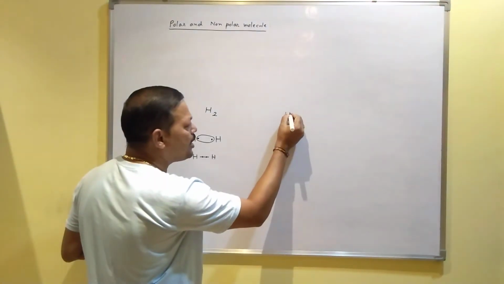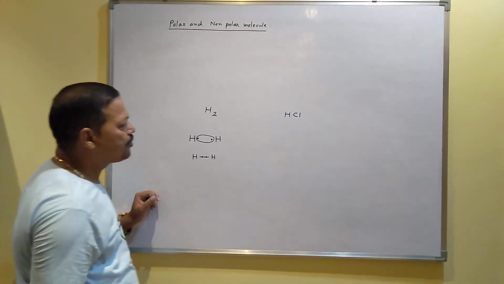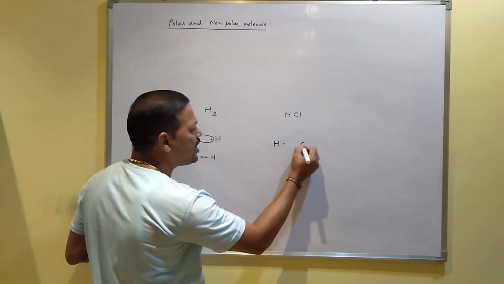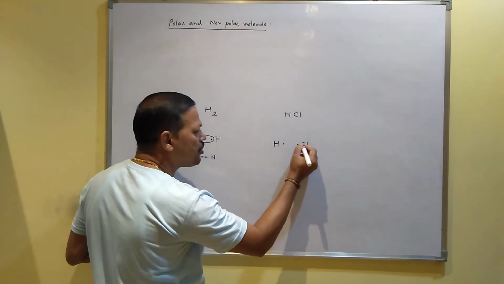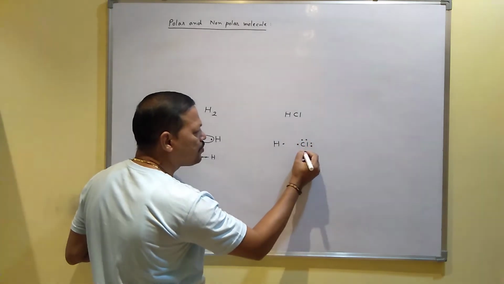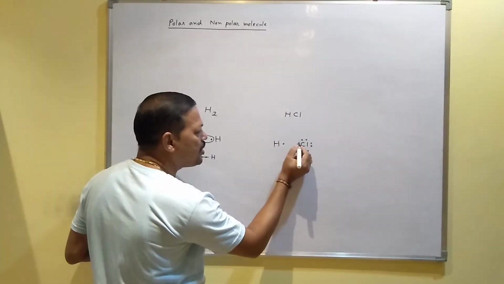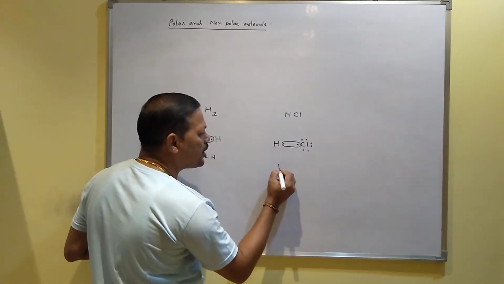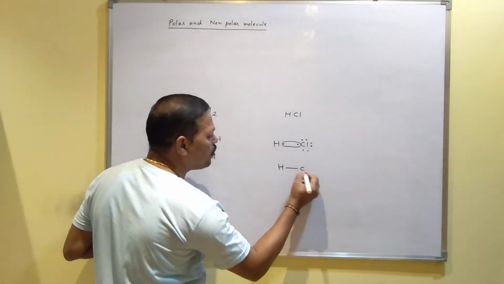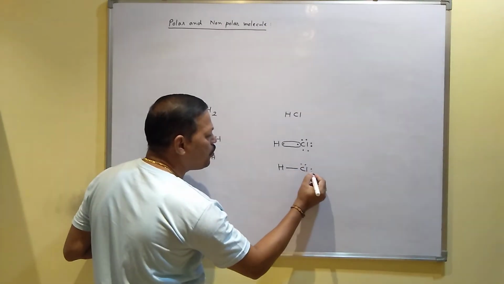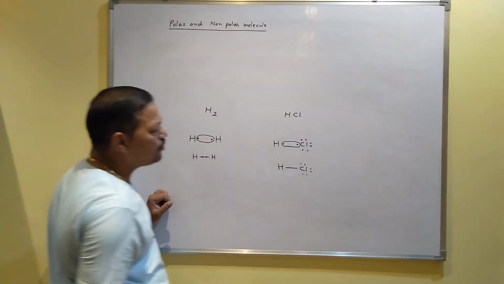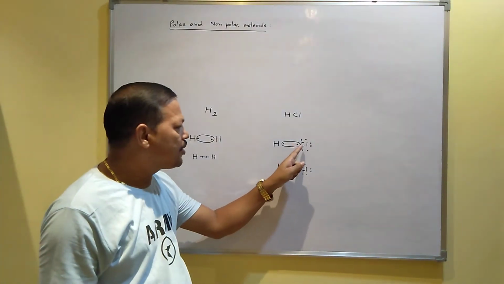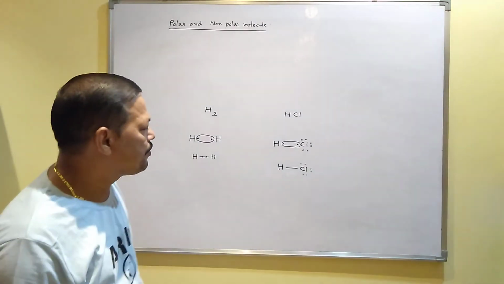if you consider the HCl molecule, hydrogen chloride, one electron of hydrogen shares with one electron of chlorine. Chlorine contains 7 valence electrons. So sharing takes place like this, and they produce the covalent bond between hydrogen and chlorine, and chlorine contains 3 lone pairs of electrons. Here hydrogen attracts the chlorine electron and chlorine attracts the hydrogen electron.